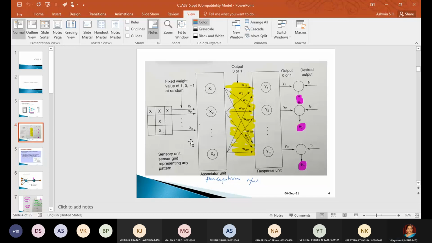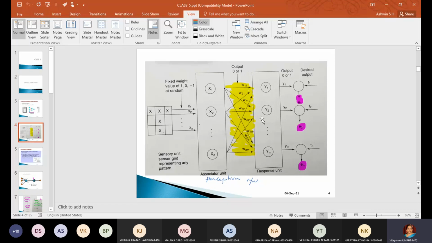Normally we go for a binary activation function with a threshold value. This response unit will have a threshold value theta, normally say 0 or 0.2, 0.5. We need to decide it. So here the output signals which are sent from the associator units to the response units are binary.